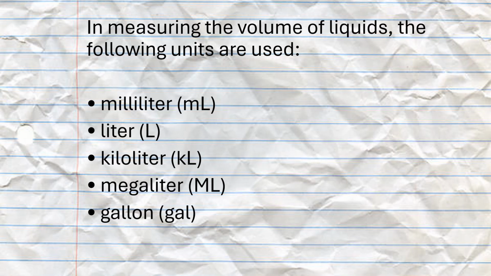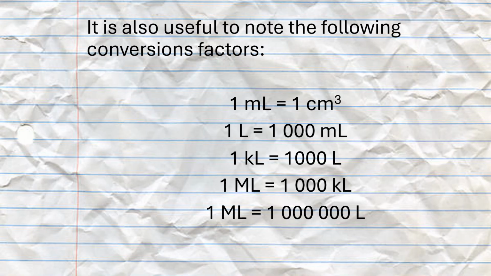In measuring the volume of liquids, the following units are used: milliliter, liter, kiloliter, megaliter, and gallon. For liquids, we may estimate the units for volume by comparing it with volumes of objects we are familiar with. For example, we know that juice drinks are usually measured in milliliters or liters. Thus, it will be impractical to use kiloliters and megaliters to measure juice drinks.